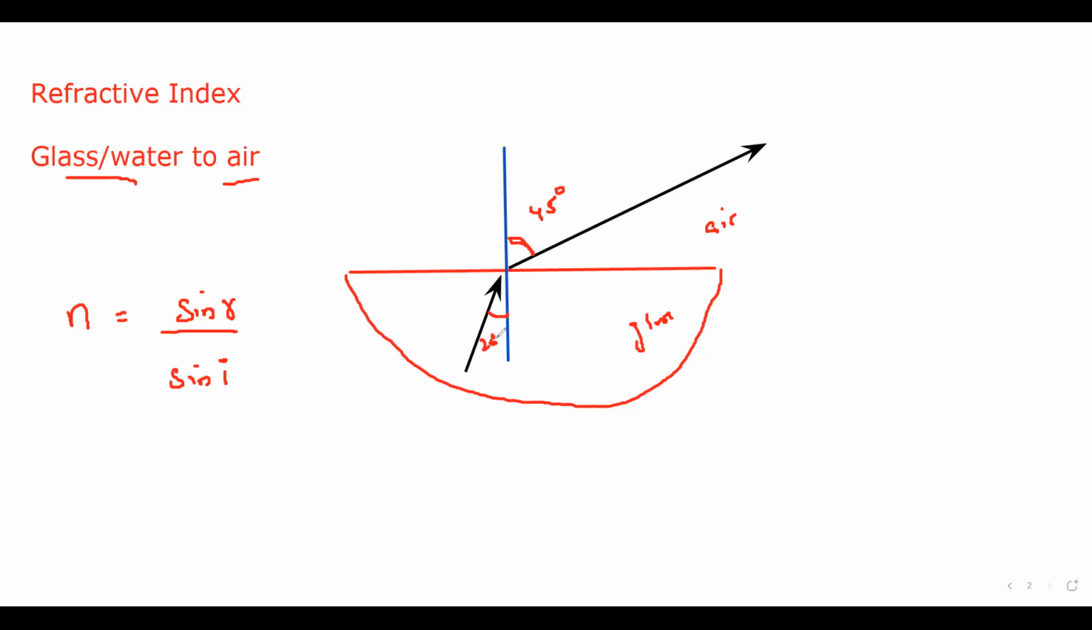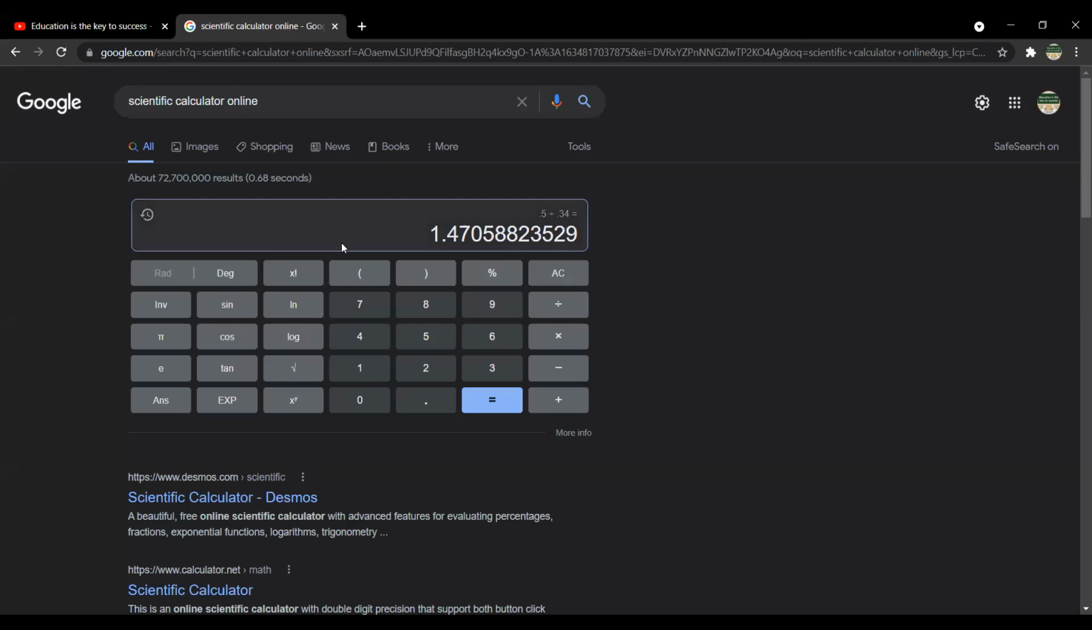So the formula here: the refractive index will be equal to sine R divided by sine I. What is I here? I is the angle of incidence. The angle of incidence is 20 and the angle of refraction is 45. So we will use this to work out the refractive index when moving from glass to air, that is sine R over sine I.